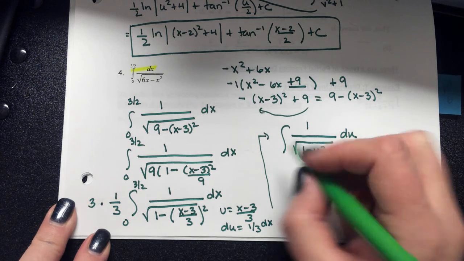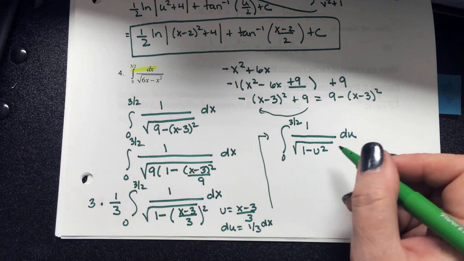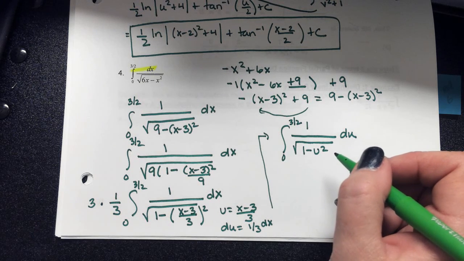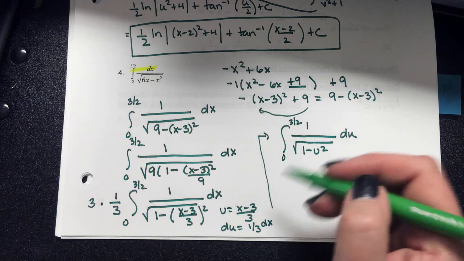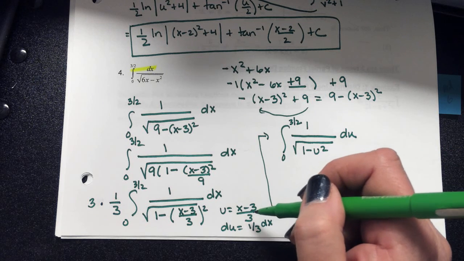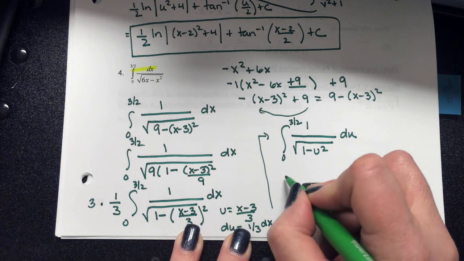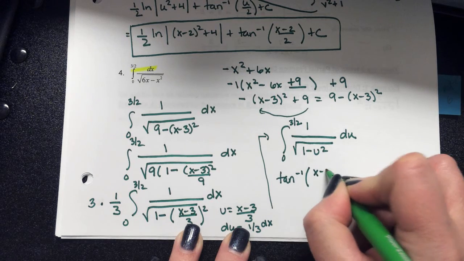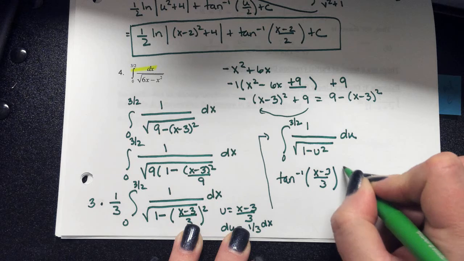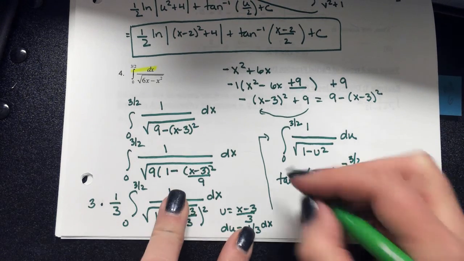And again, don't forget my bounds are from 0 to 3/2. So then it's up to you, ladies and gentlemen. Since you did do a u sub, you can change your bounds. Or remember, it is okay to go ahead and integrate and then just replace u with x minus 3 over 3. Either one, you can still get the right answer. So if I went ahead and integrate, I'm going to integrate this as the inverse sine of x minus 3 over 3, and I'm going to evaluate this from 0 to 3/2.